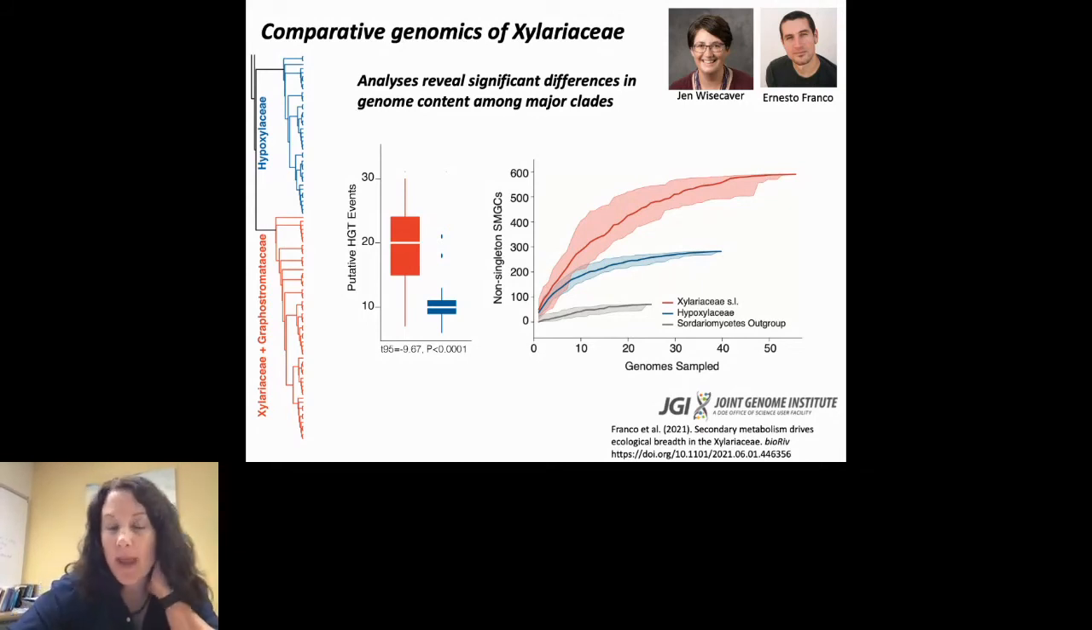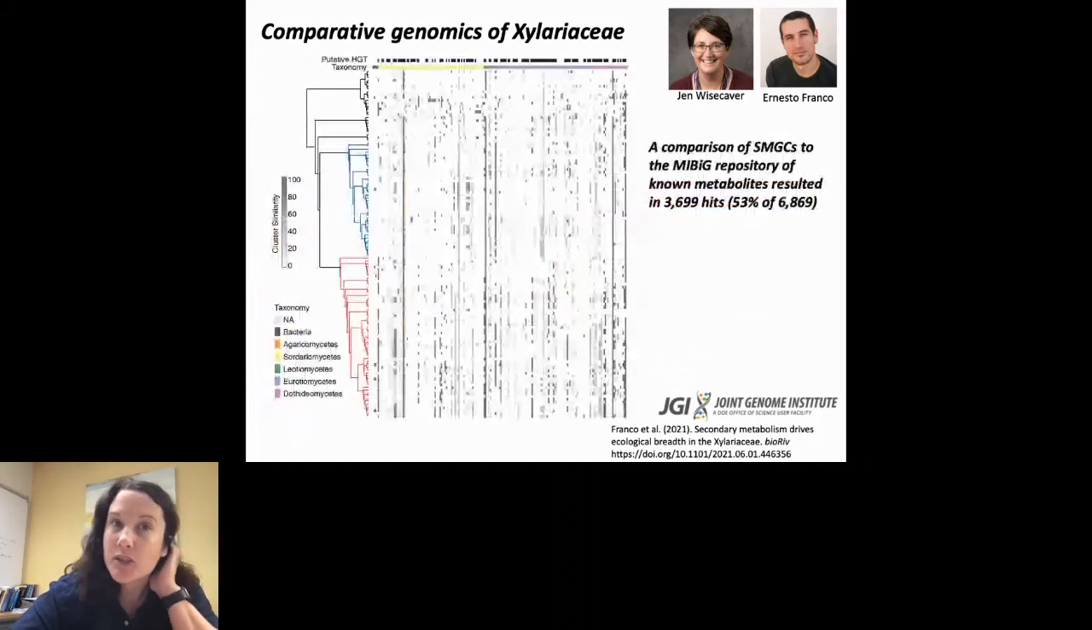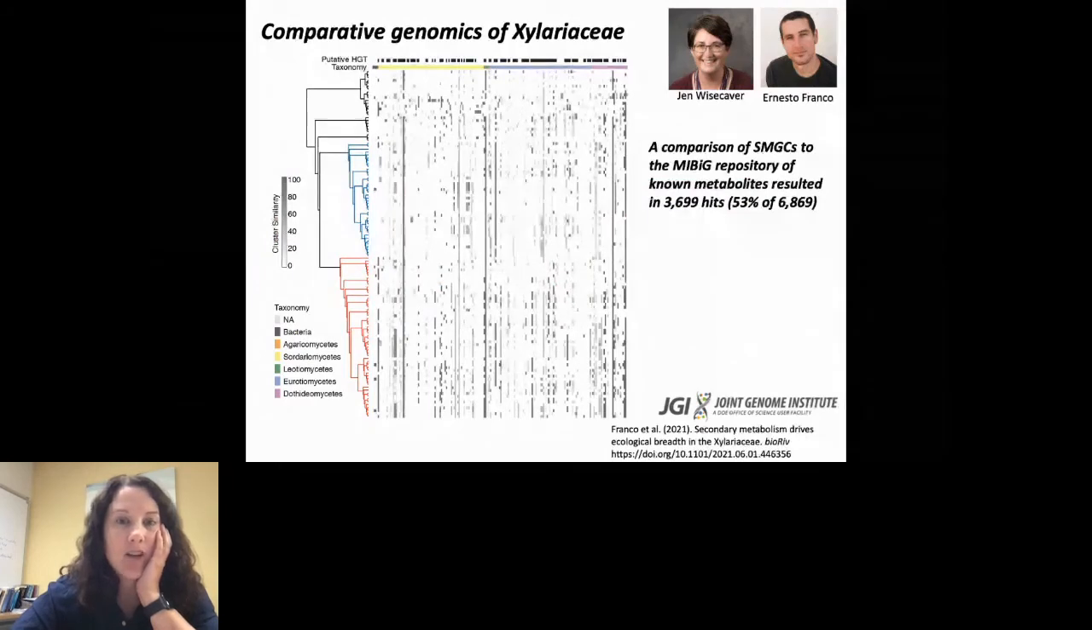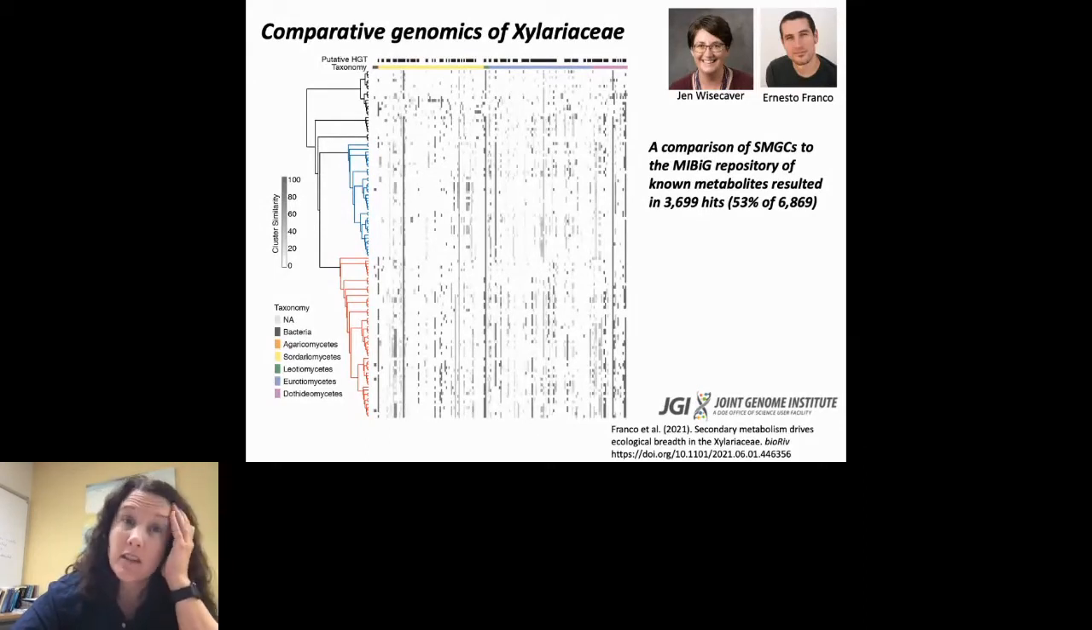So we wanted to compare these predicted secondary metabolite gene clusters to a database of known secondary metabolite gene clusters. And so we compared our data to MIBiG, which is a repository of known secondary metabolite clusters. Here I'm showing the phylogenetic tree on the left, and each one of these columns is a hit to the MIBiG database. Overall, about 53% of the predicted secondary metabolite gene clusters in our genomes had a hit in MIBiG.